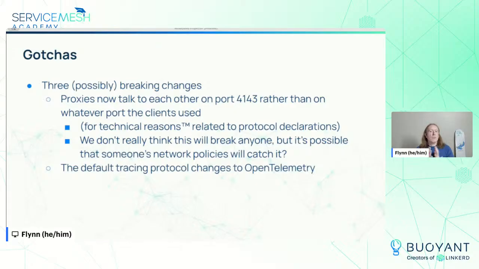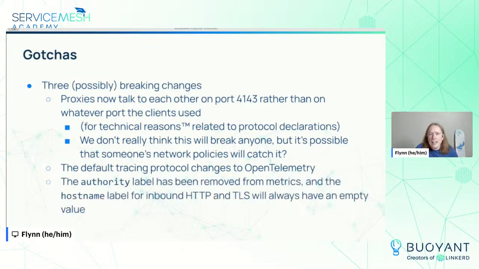Another change: our default tracing protocol changes to OpenTelemetry instead of OpenCensus. Again, this could be breaking. We pretty much expect that everybody was already using OpenTelemetry, but you never know. And finally, the authority label has been removed from our metrics, and for inbound metrics, the hostname label will have an empty value. You can reconfigure this if you really need the old behavior. What we were finding is that the authority and hostname labels tended to just dramatically increase the cardinality of a bunch of these metrics to no good effect, because people tended to never bother looking at them.